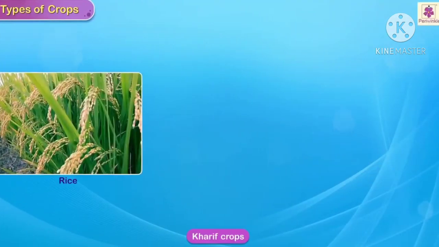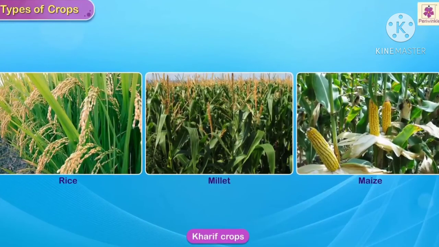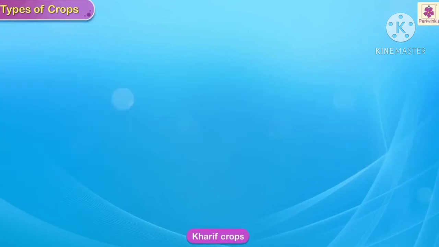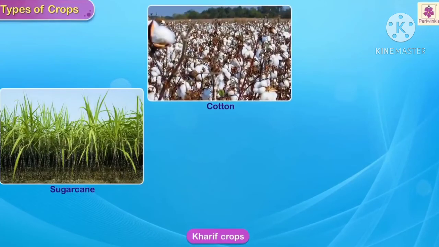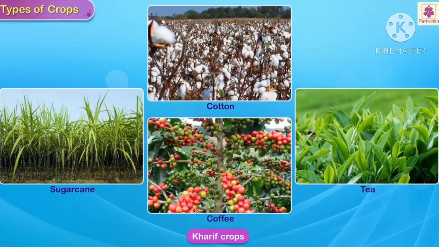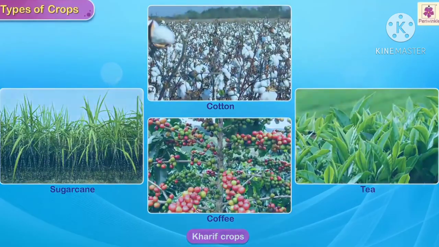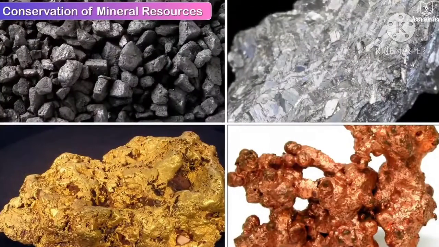Cash crops are grown majorly for income. We have rice, millet, maize, sugarcane, cotton. We have tea, we have coffee, we have cocoa, we have maize.